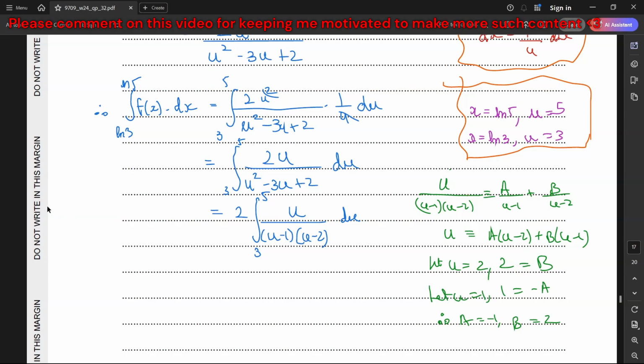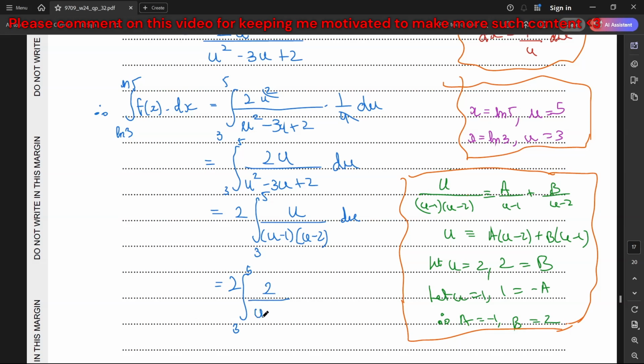And then now if I carry forward this part on the left hand side, let me just draw a box over here to let you know that this is the thing that I've done to get my next step after this. It is going to become equal to 2 times integration from 3 to 5 for 2 divided by u minus 2 minus 1 divided by u minus 1, and I guess that's it. That is with respect to du.